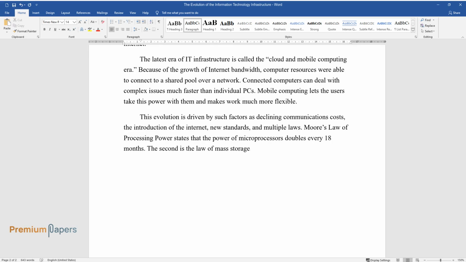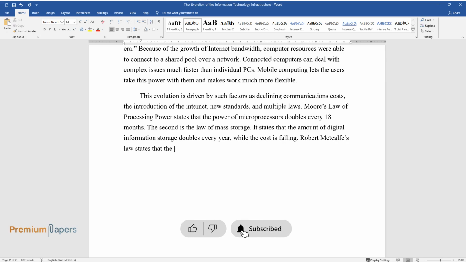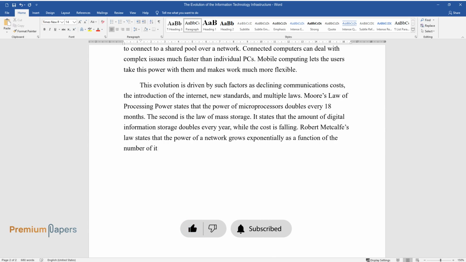The second is the law of mass storage. It states that the amount of digital information storage doubles every year, while the cost is falling. Robert Metcalfe's law states that the power of a network grows exponentially as a function of the number of its members.